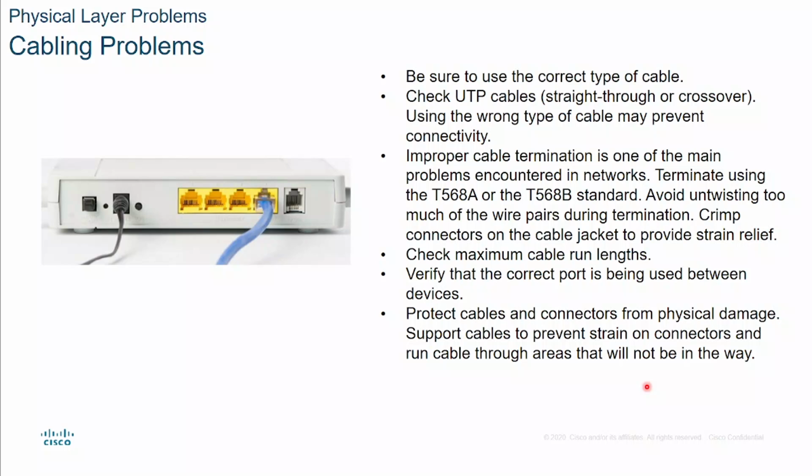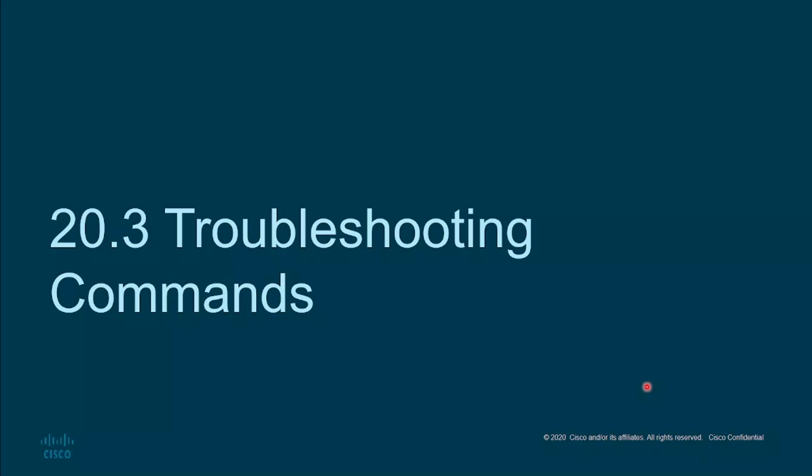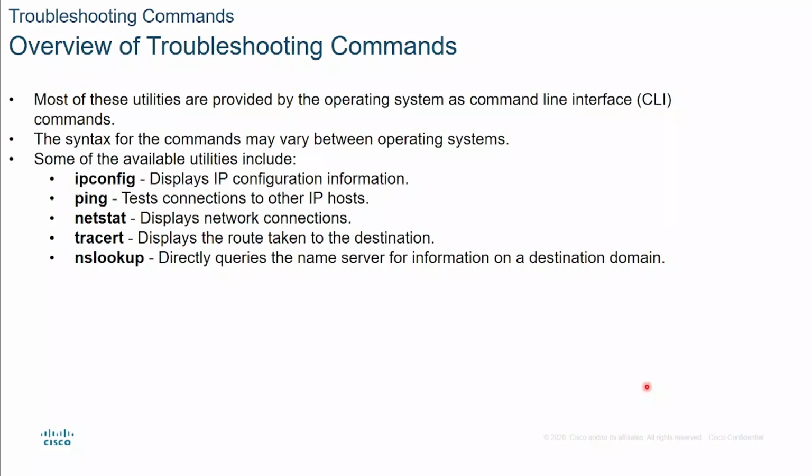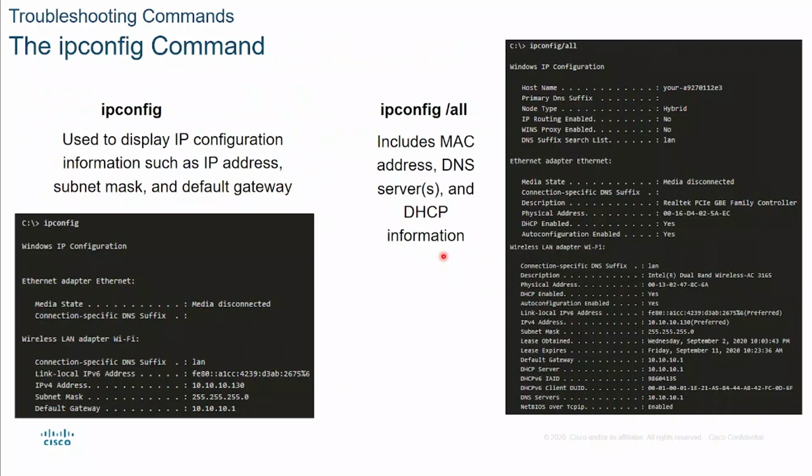Check maximum cable run length. There is a maximum amount of length before the signal is dropped. Let's look at troubleshooting commands. Most of these utilities are provided by the operating system on the command line interface. So you use ipconfig, ping, netstat, traceroute, nslookup to verify connection, to verify communication.